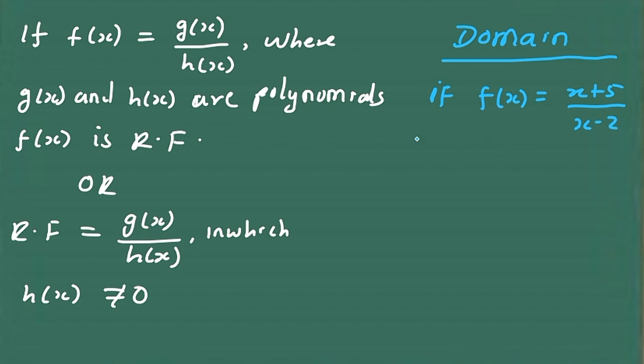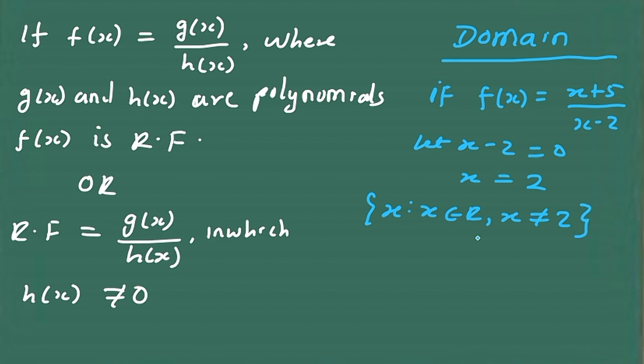So we can say, let x minus 2 equal 0, and solving for x gives us positive 2. So we can say that the domain of a rational function is the set of values of x such that x belongs to all real numbers, except x is not equal to 2. The domain of a rational function is the set of all real numbers except the zero of the denominator.